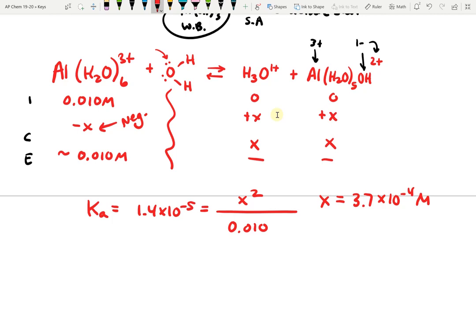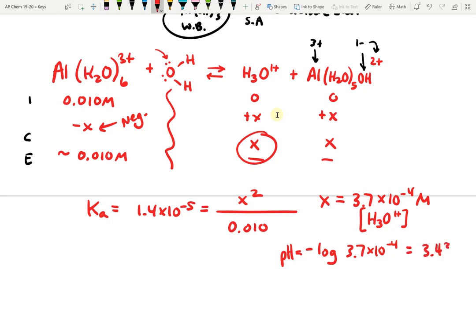Now what is that? That is the H3O concentration at the equilibrium point of this reaction. And so that is our H3O molarity. And so pH will simply be the negative log of that amount: negative log of 3.7 times 10 to the negative 4. We're expecting, since the hydronium concentration is on the order of 10 to the negative 4, that we should get a 3-point-something pH. And so we come up here with a 3.43 pH.